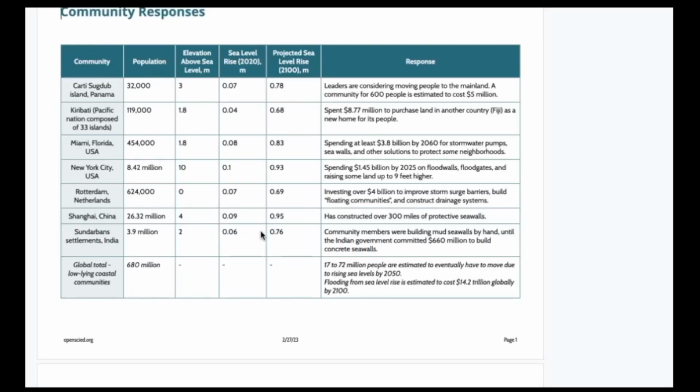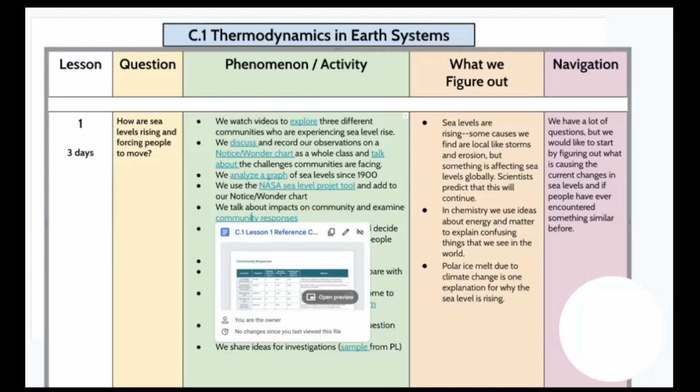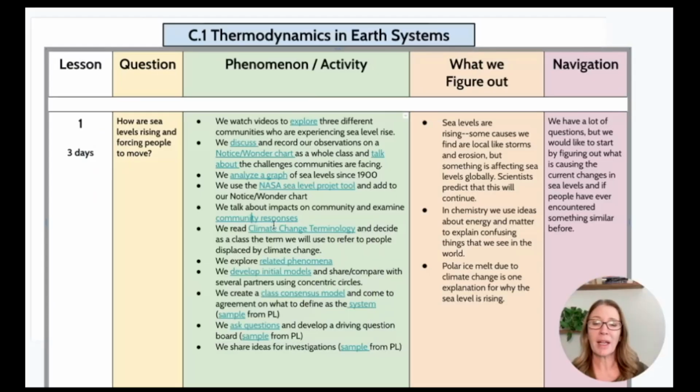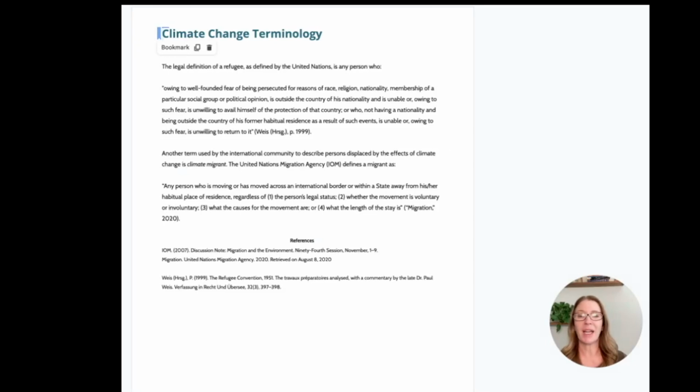What this leads to is the idea that communities all deal with this very differently. There might be some inequity, there might be some ideas that are in one place and not another, but it definitely is handled very differently across the globe. So we read an article called Climate Change Terminology. The reason we read this is that often the term refugee has some negative connotation to it. So we bring this to the surface, we talk about it, and then you're going to define what you want to call people who are displaced by climate change or sea level rise in your classroom to take that negative connotation away.